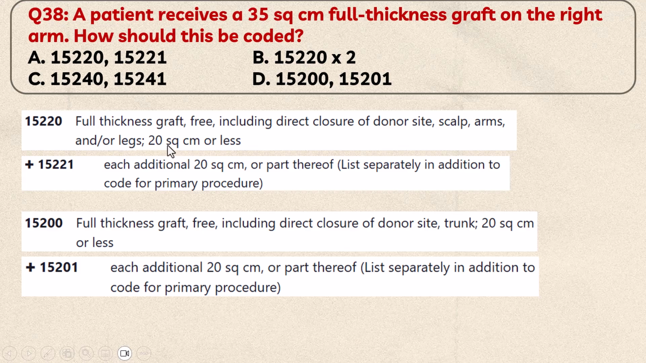arms and legs, 20 square centimeter or less. In our case, it is 30 square centimeter, right arm. So right arm, you can see arms here. So it is included in 15,220. So the first 20 is covered by 15,220. For the additional 20, you have to use 15,221. So the correct answer will be 15,220 and 15,221.